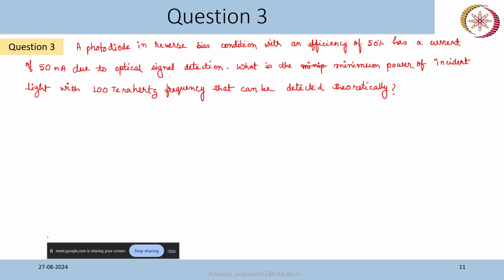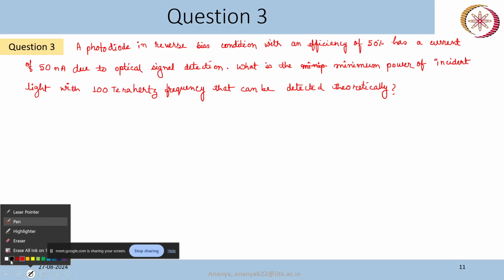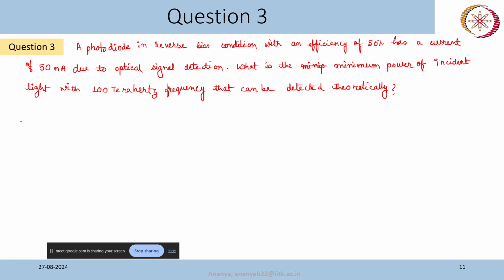So this is the question. I will solve the question. I am expecting that you will also solve this along with me. You have similar questions in your assignment. First, let me write down the terms, the values, parameters, those were given to us.